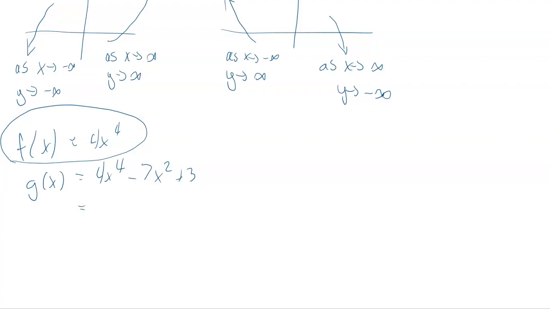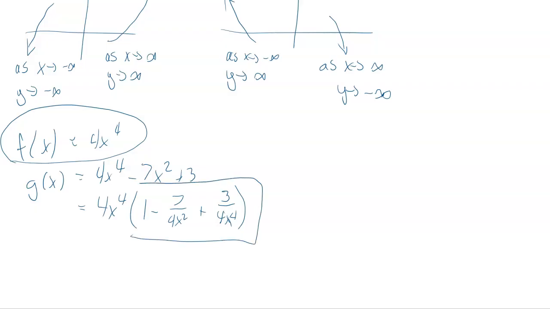So one of the things that I can do here is factor out a 4x to the fourth from all terms, right? What I'm going to be left with is 1 minus 7 over 4x squared plus 3 over 4x to the fourth, all times 4x to the fourth. And so remember, as x gets bigger and bigger, we're going to plug in bigger and bigger values into the fractions within this piece right here. If a larger and larger number is being put in those denominators, what happens to the overall value of the fraction?